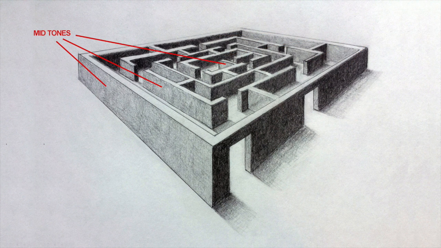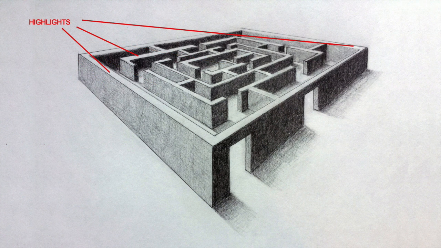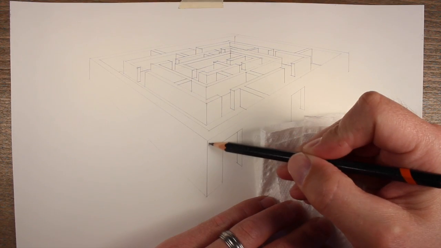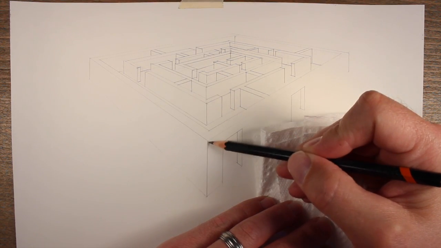It'll produce areas of mid-tone or middle value on the left side of the walls of the maze, and it will produce areas of highlight on the top portions of the walls. It'll also create areas of cast shadow behind the walls on the right side of each one of the corners. So let's go ahead and start adding the value to the drawing to really bring this together.